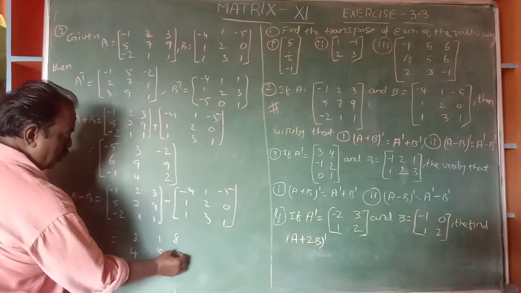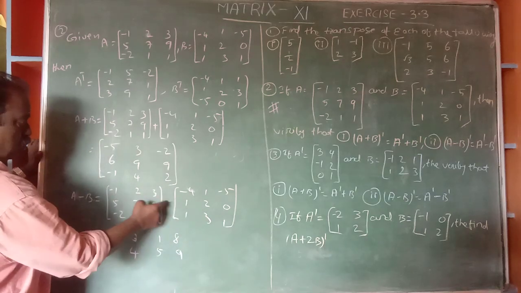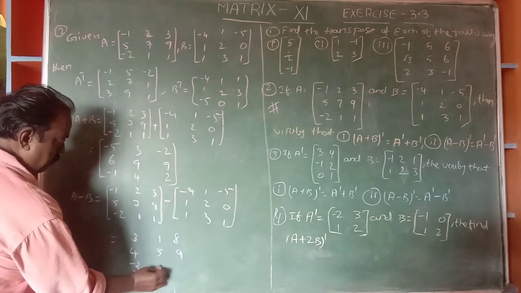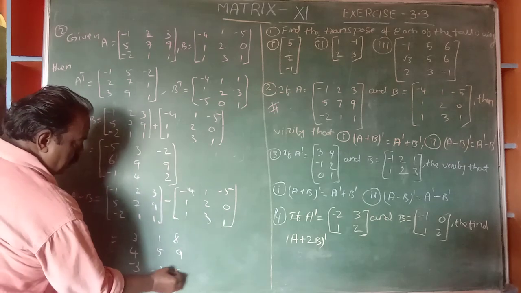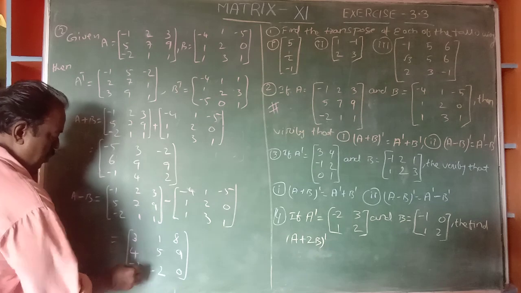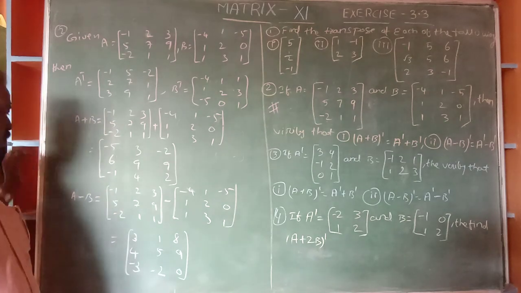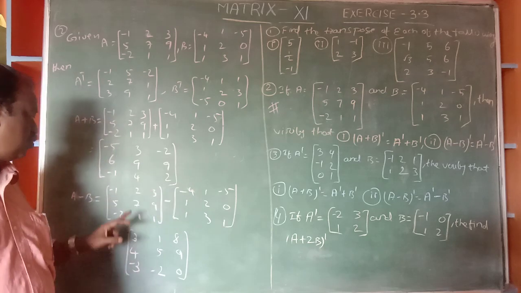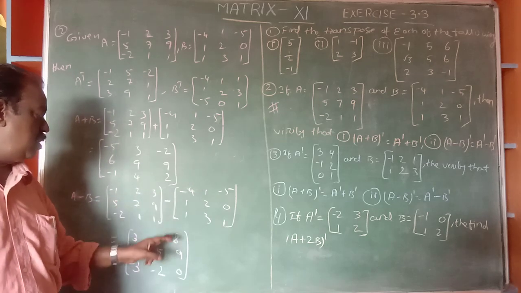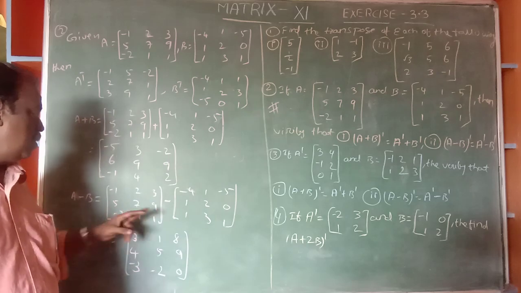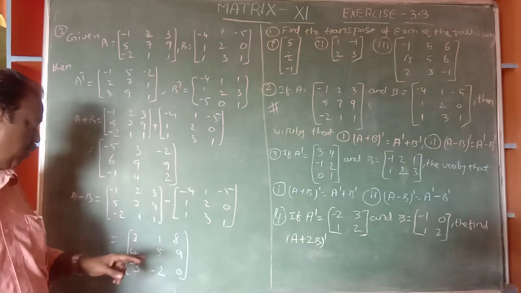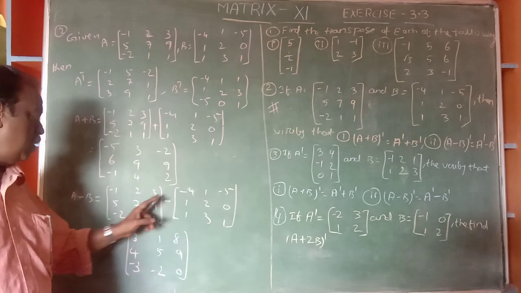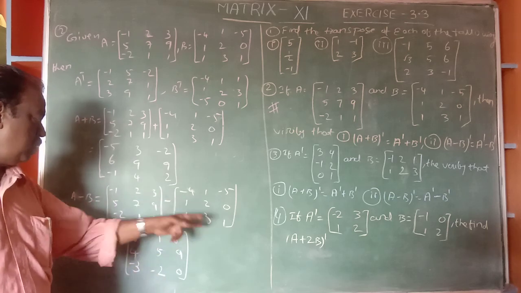9 minus 0, 9. Minus 2 minus 1, minus 3. 1 minus 3, minus 2. 1 minus 1 is 0. Once again you will fail, whether it is correct or not. Minus 1 minus minus, plus 4. 4 minus 1 is 3. 2 minus 1 is 1. 3 minus minus 5 is 8. 5 minus 1, 4. 7 minus 2 is 5. 9 minus 0 is 9. Minus 2 minus 1, minus 3. 1 minus 3, minus 2. 1 minus 1 is 0.